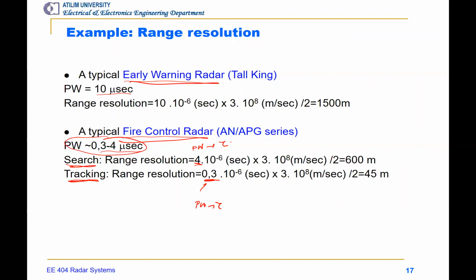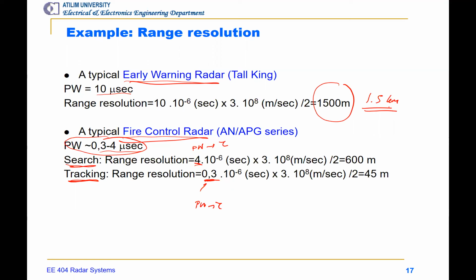So we can determine range resolution for early warning radar as 1.5 kilometers. So if I have two targets within 1.5 kilometers, I will see them as a single target. Is that critical for early warning? No. I'm not interested in the details. I just want to know whether there is a target there or not. Even the precise distance may not be critical. The most critical thing is simply detecting that target as early as possible.